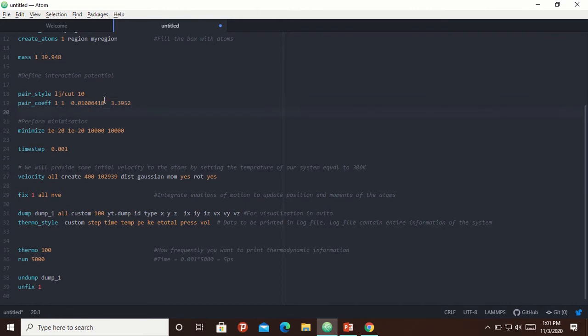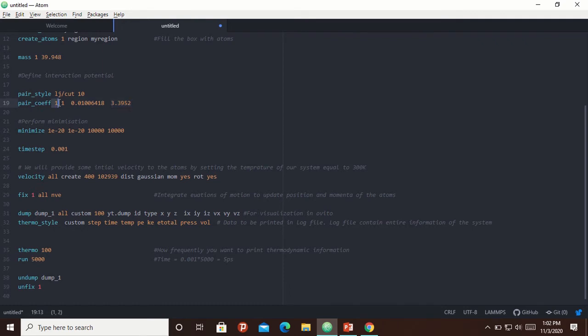So I have made a video of Lennard-Jones potential, and if you see that video you will see that in the formula of Lennard-Jones potential we have sigma and epsilon. The unit of sigma is the unit of length and epsilon is the unit of energy. And we have to define both sigma and epsilon in case of our interaction potential.